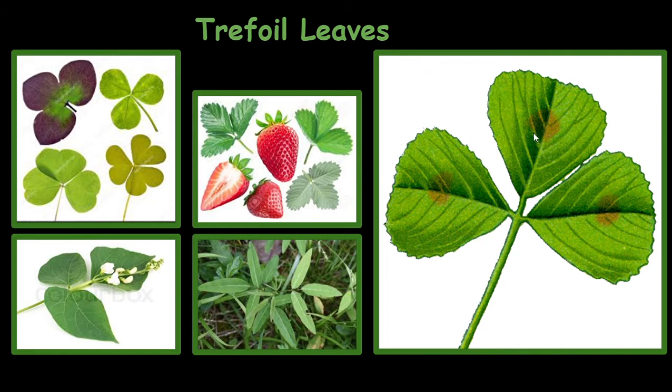See, you can see even the clover is a trefoil leaf. See, the bean leaf and the strawberry leaf. Individually they also have distinct shapes. The shapes are not alike, but still they are divided into three, so they are called trefoil leaves.